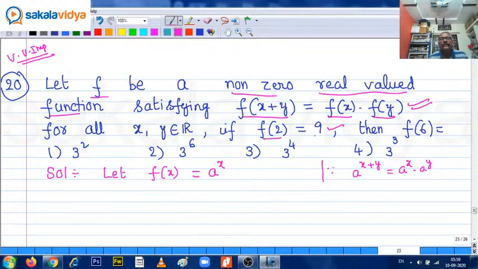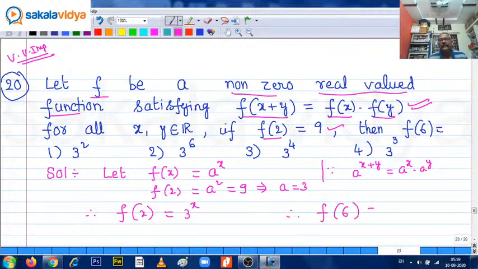What is given? f of 2 is equal to 9. That means f of 2 equals a squared is 9, so a is equal to 3, because it is a non-zero real valued function. Now the function will be defined as a continuous function, f of x is 3 power x. We need to find f of 6. f of 6 equals 3 raised to 6. Second option is the right option.